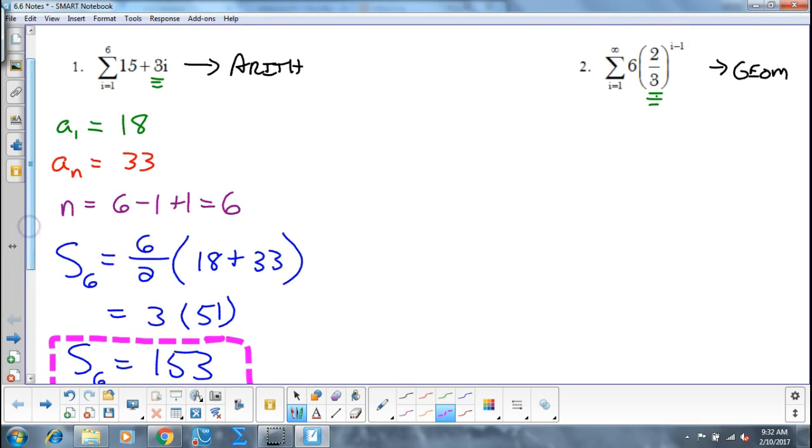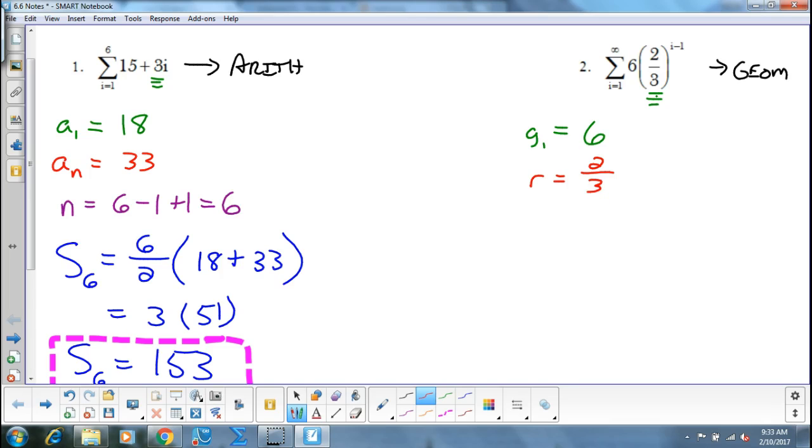Over here, I for sure need G sub 1. What is G sub 1? 6. Agree with 6. Okay. I need R, which is what? 2/3.